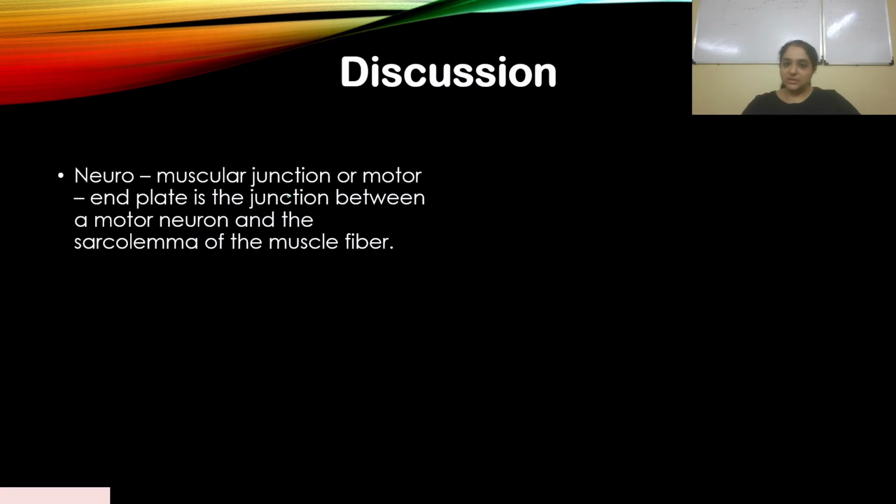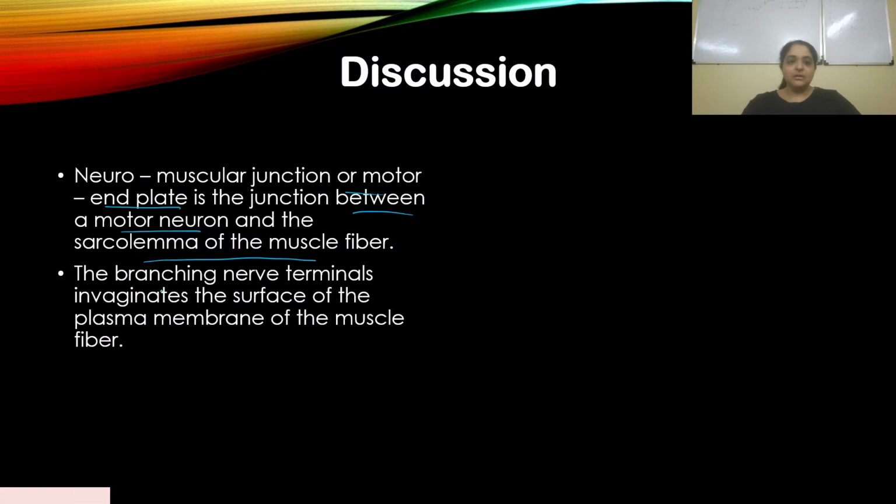So the neuromuscular junction, another name for it is motor end plate. It is the junction between a motor neuron and the sarcolemma of the muscle fiber, that is the plasma membrane part of the muscle fiber. The branching nerve terminals invaginate the surface of the plasma membrane of the muscle fiber.